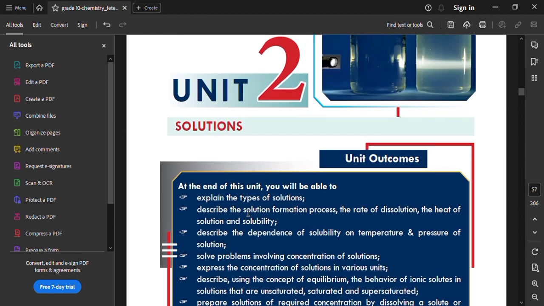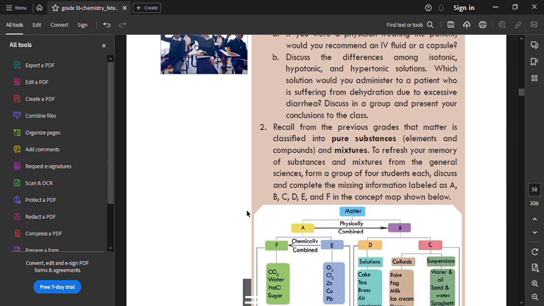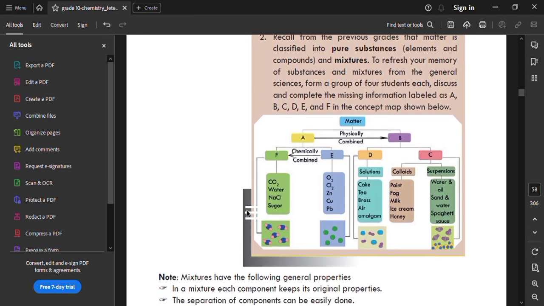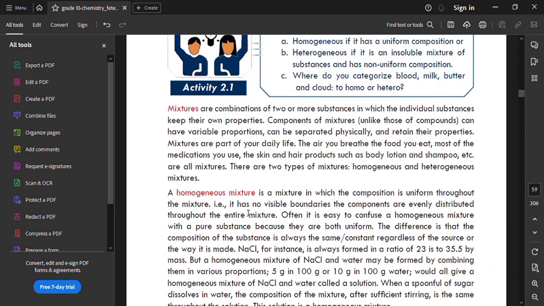So, unit 2, Solutions. The first topic is mixture.